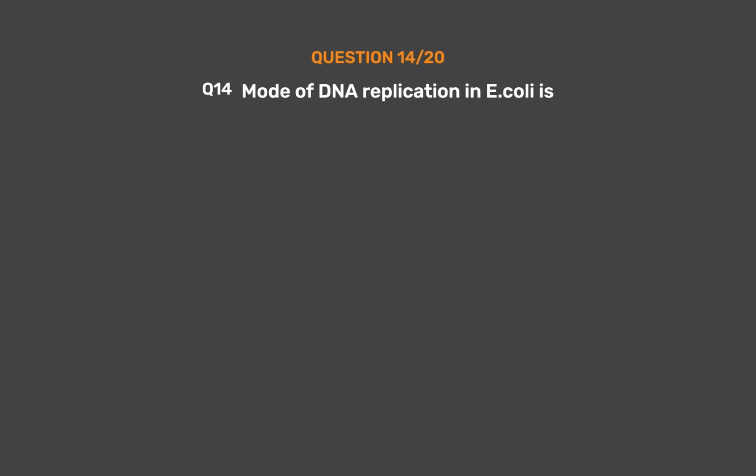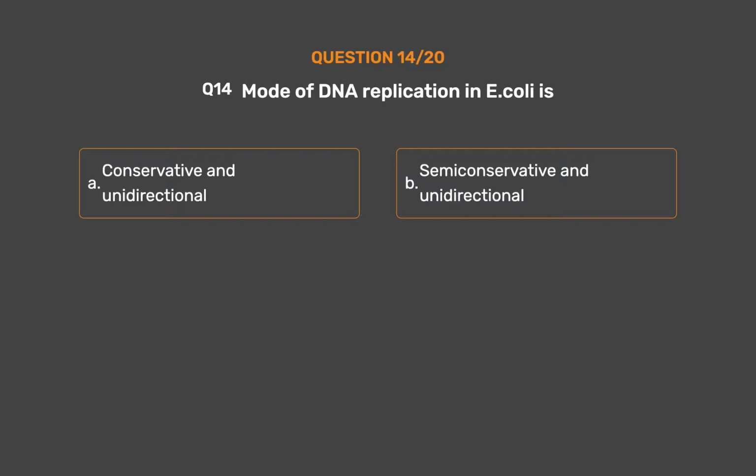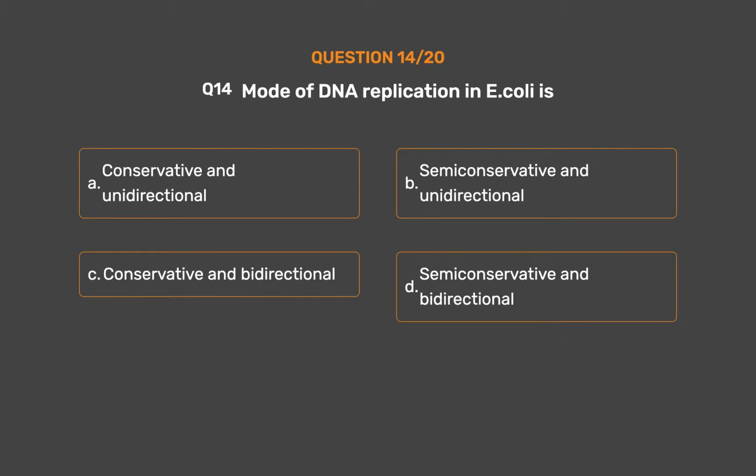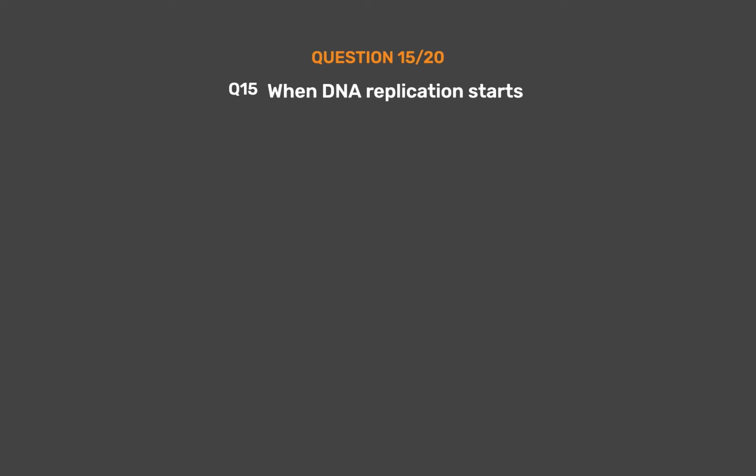Question number 14. Mode of DNA replication in E. coli is option A. Conservative and unidirectional. Option B. Semi-conservative and unidirectional. Option C. Conservative and bidirectional. Option D. Semi-conservative and bidirectional. The correct answer is option D. Semi-conservative and bidirectional.